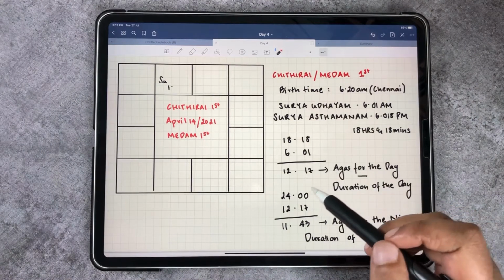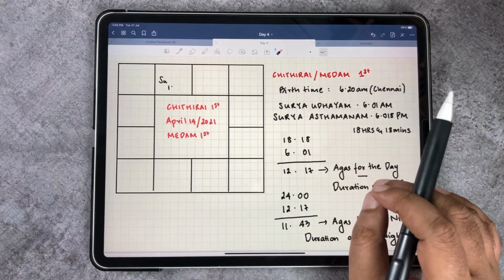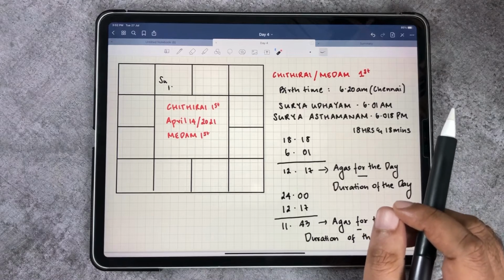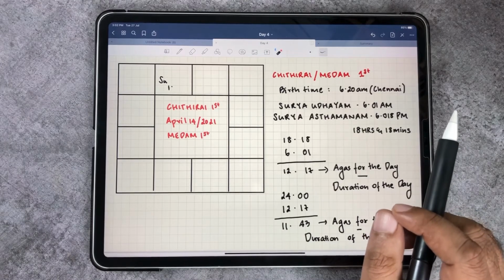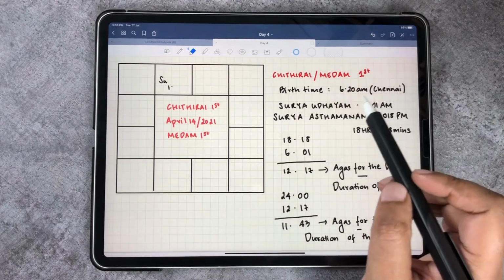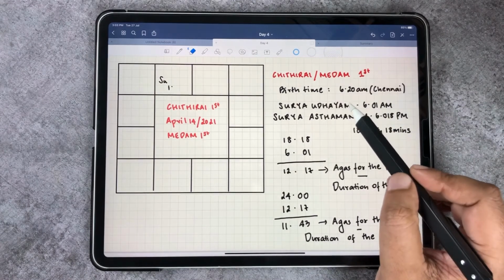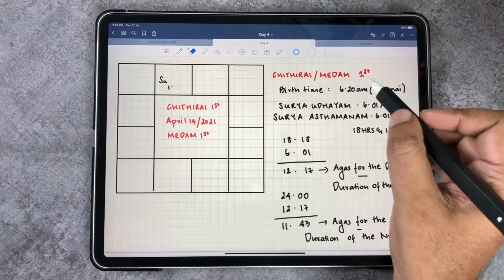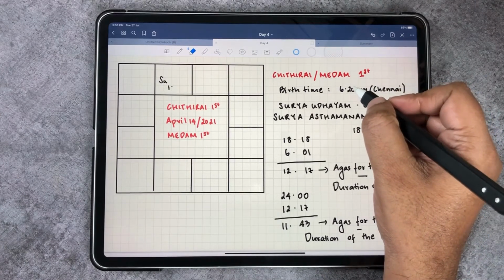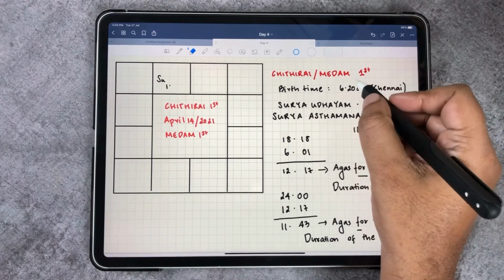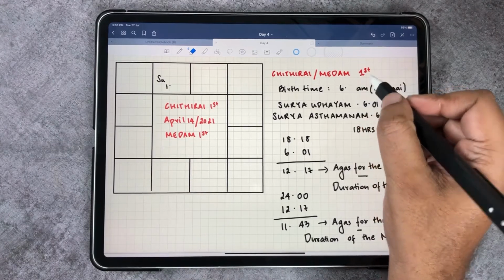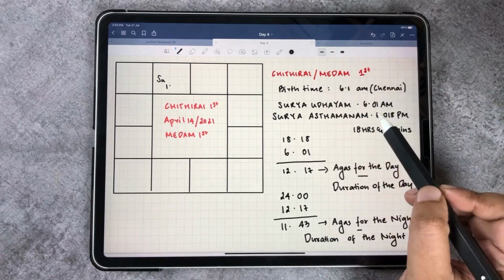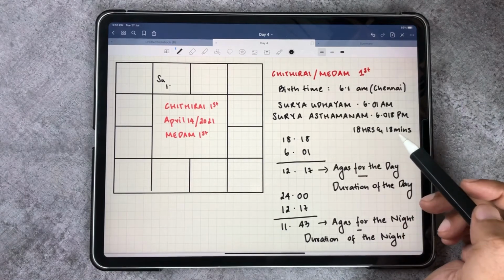So using all of this, let's find the lagna of the child. Now to make this calculation a little more easier for you, I'm again going to make a small change. Let's say that the child is born not at 6:20 am but at 6:01 am. So let me make the small change here. 6:01 am, which means the same time as the Surya Udayam.